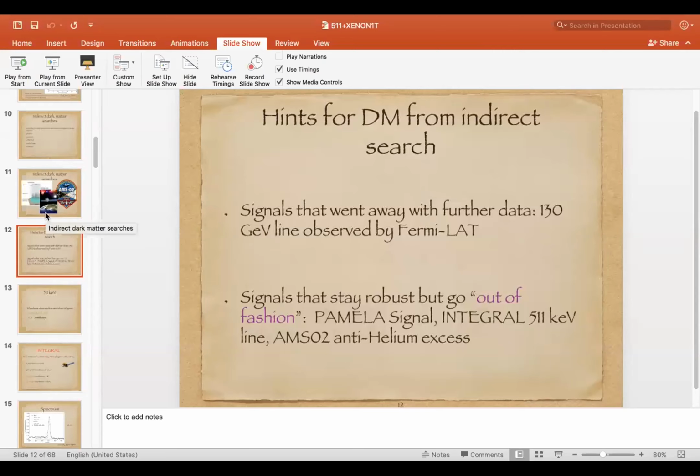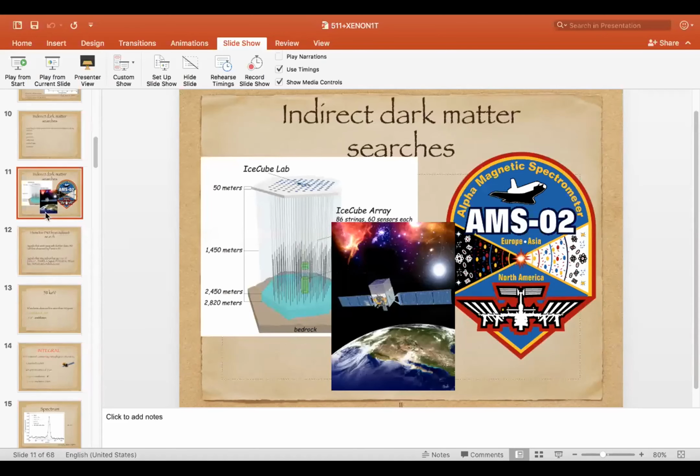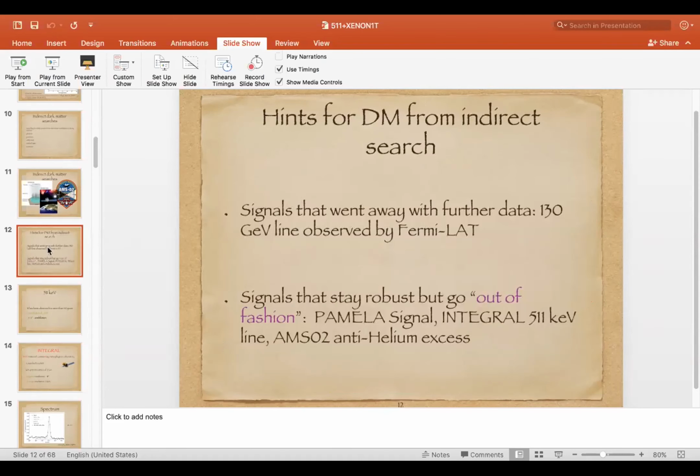Observed from the center of the galaxy, this 511 keV line has been with us for more than 40 years, and it can be explained by annihilation of positronium atoms.